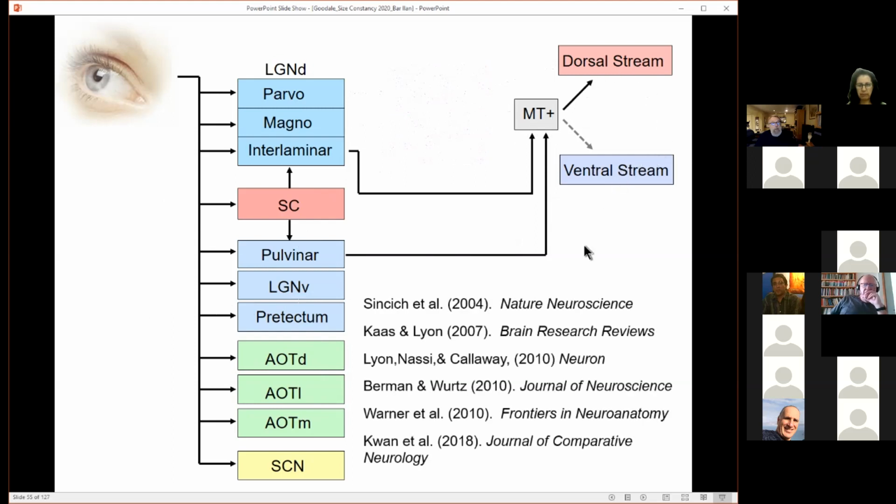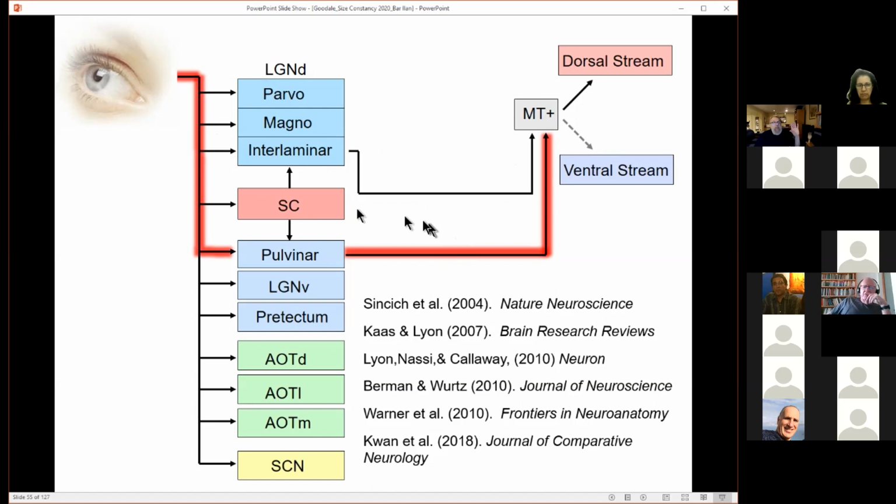So there's a spate of recent papers that looked at these pathways. We know that there's projections that go from the interlaminar regions, the koniocellular pathways, that project to MT as well as other visual areas, and from there project to the dorsal stream, a little bit to the ventral stream. There are projections that go to the superior colliculus to the interlaminar region and then to MT, projections that go from the colliculus to the pulvinar.